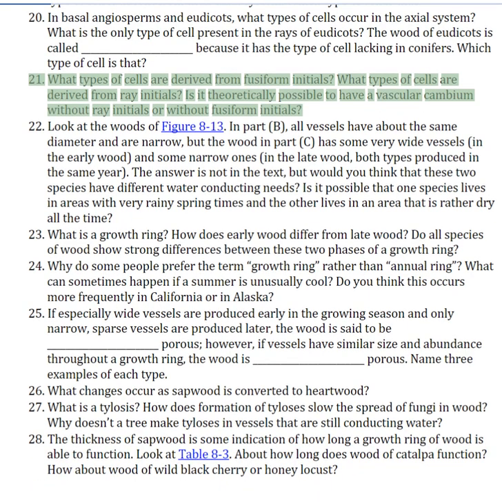21. What types of cells are derived from fusiform initials? What types of cells are derived from ray initials? Is it theoretically possible to have a vascular cambium without ray initials or without fusiform initials?